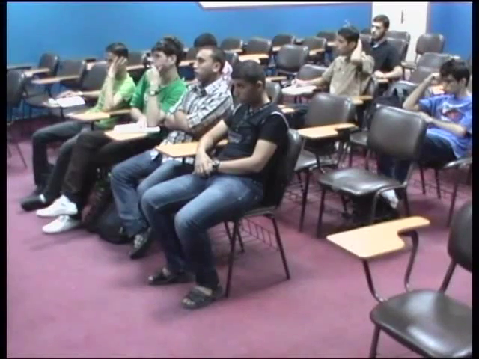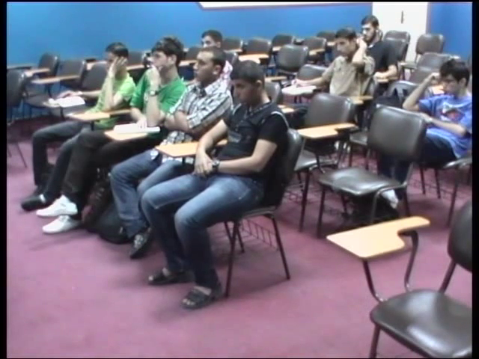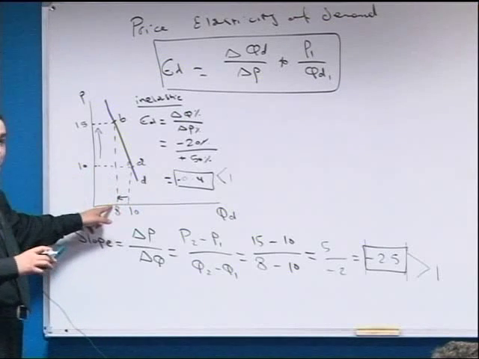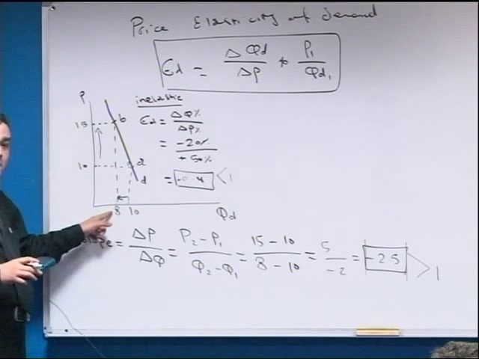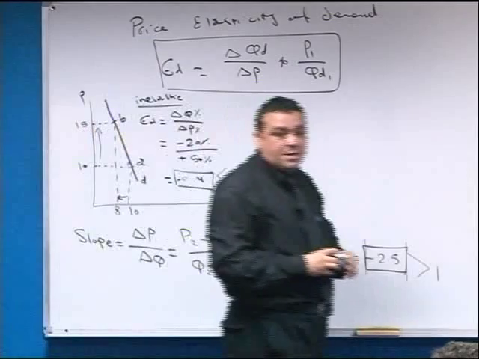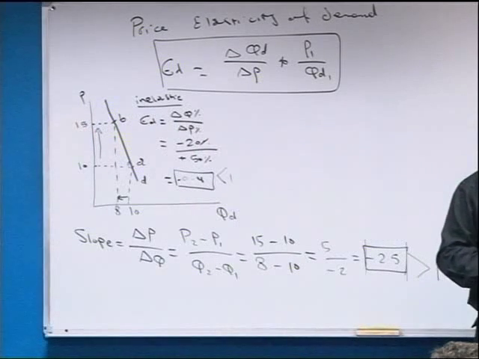A student asks: 20% over 50%, how did you get the 20 and the 50? As you see, we have a reduction by how much? From 10 to 8. The percentage is 20%.